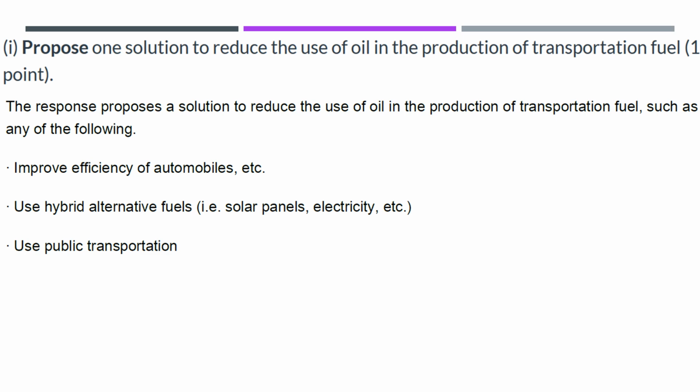Let's take a look at some of the possible solutions for part 1. To improve efficiency of automobiles, so again, use less gas or oil, makes sense. Use hybrid alternative fuels, solar panels, electricity, etc. And then use public transportation, and then I'm going to add carpool because I saw that as a common answer, which is true. You use less oil if you carpool.